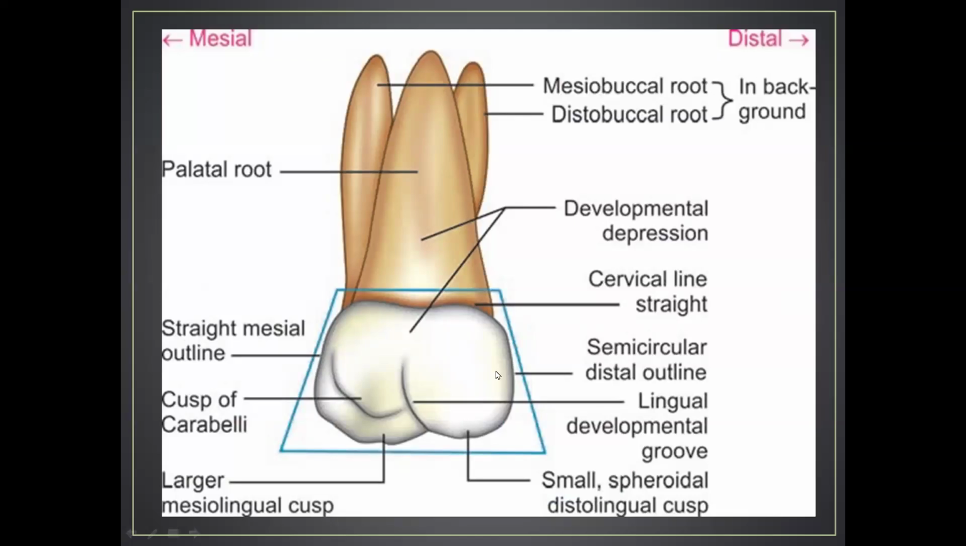And this is your mesiolingual cusp, which is the larger mesiolingual cusp, and this is the smaller distolingual cusp. And you can see the cusp of Carabelli, which is seen lingual to your mesiolingual cusp. And you can also see your lingual developmental groove.